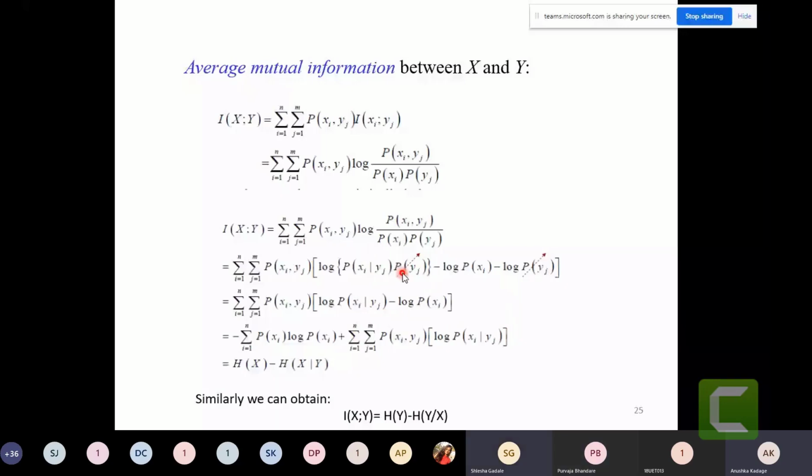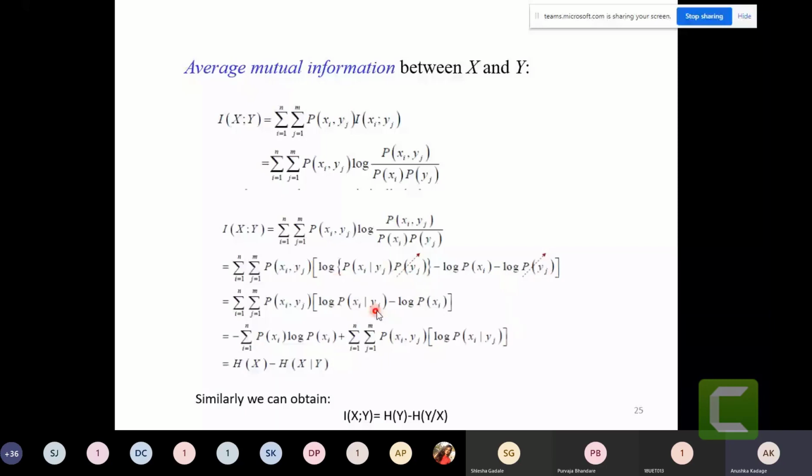This cancelling is cleared now with the rule of log of AB is equal to log of A plus log of B. Is it understood? So here what is remaining? Log of P of xi divided by yj minus this log of P of xi.